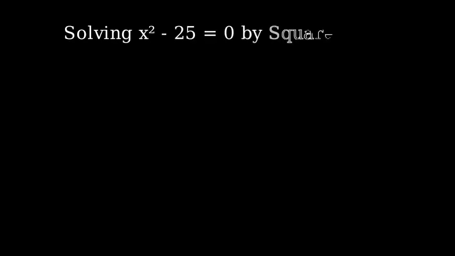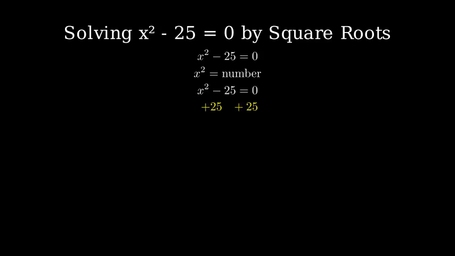Today we're going to solve the quadratic equation x squared minus 25 equals 0 using the square root method. The square root method works when we have a quadratic equation in the form x squared equals some number. Let's first get our equation into this standard form. Looking at our equation, x squared minus 25 equals 0.